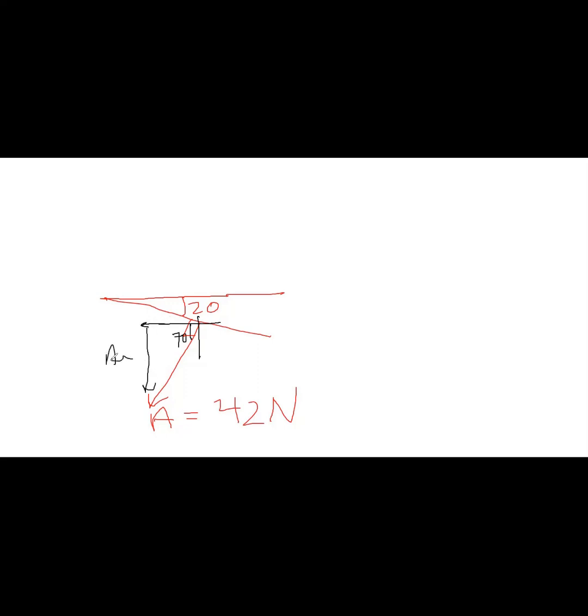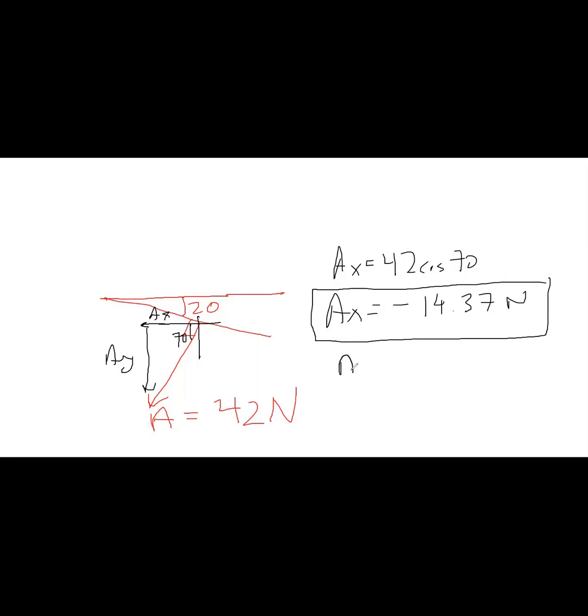AX, AY. AX equals 42 cosine 70. That's -14.37, negative. Third quadrant's got to be negative. Notice how all my answers have signs and units. AY is 42 sine of 70. That's -39.47, negative.